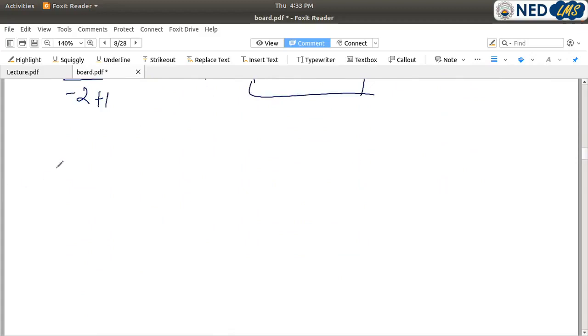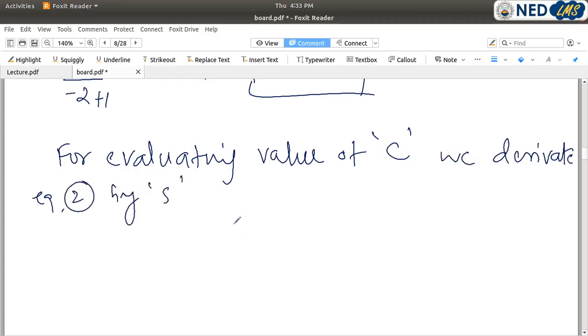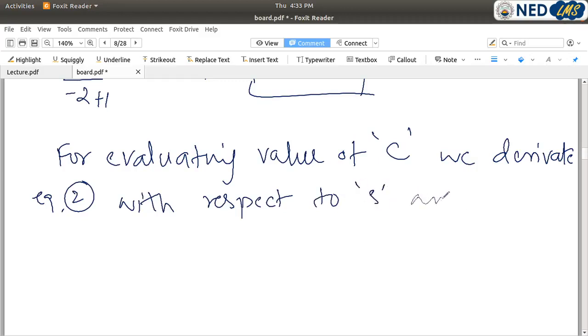Just write, for evaluating the value of c, we differentiate equation 2, oh, sorry, it should be with respect to s, and then put s is equals to minus 2 in the resulting equation.